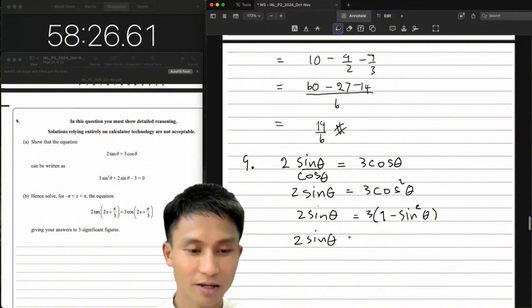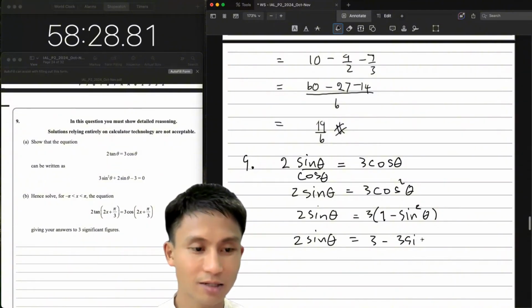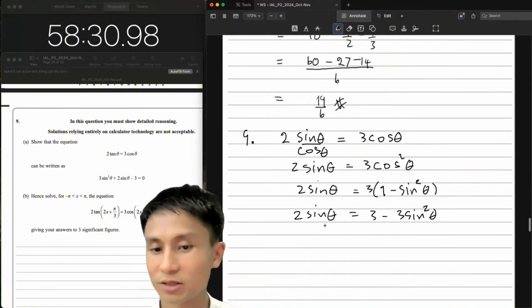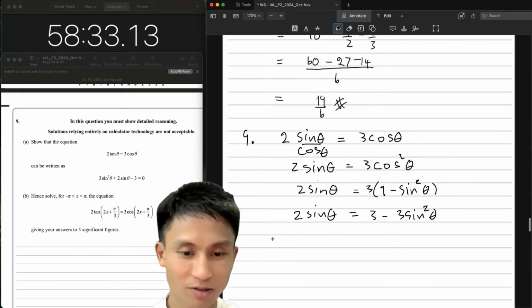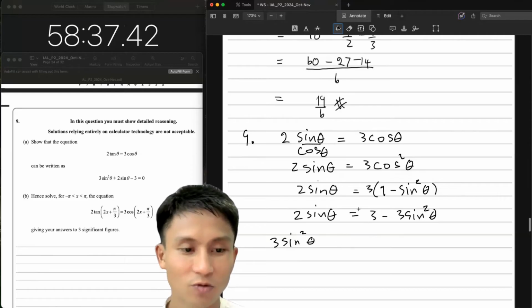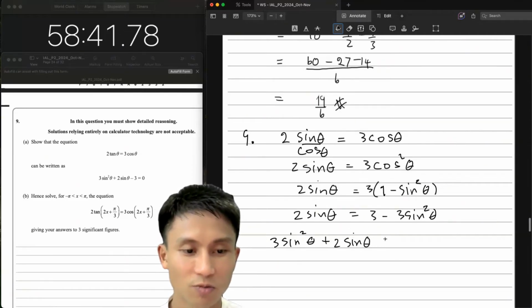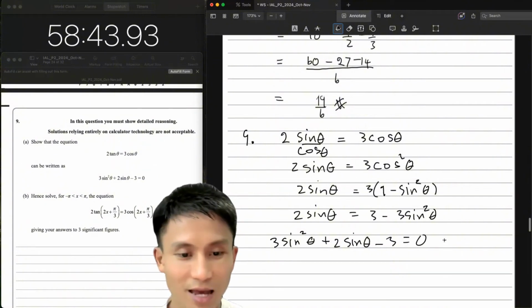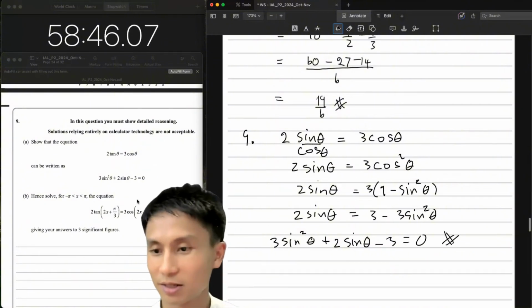Expanding everything, I get that. Move everything so that the sine squared term becomes positive. So I have 3 sine squared here, and I've got to move it to the left. So this is a plus 2 sine theta, and the 3 would be a minus, right? So that is as required.